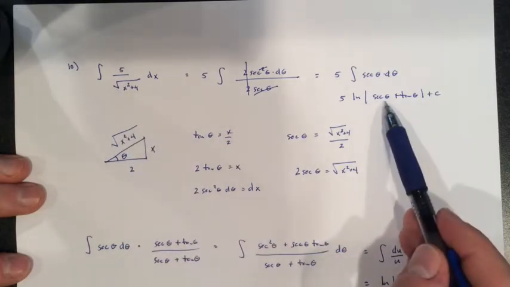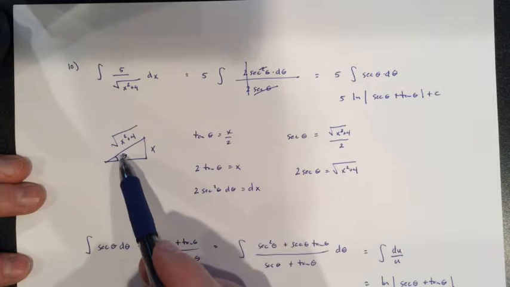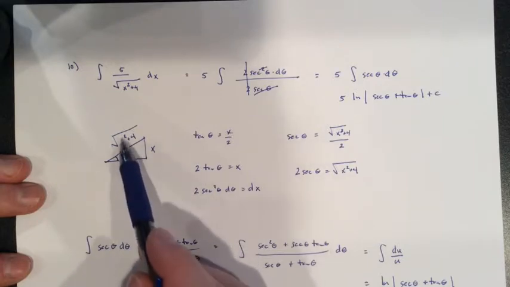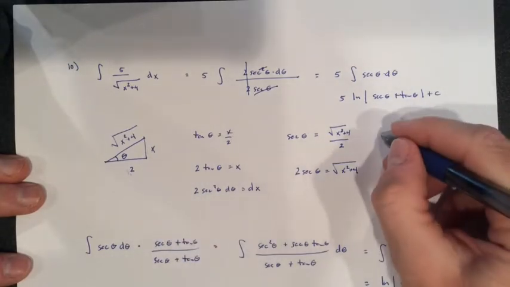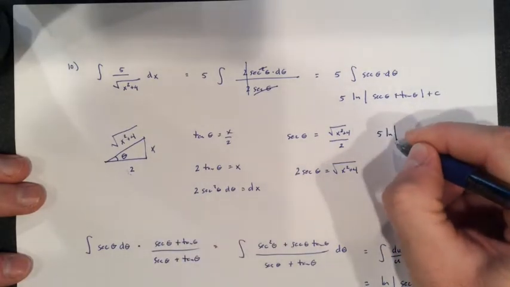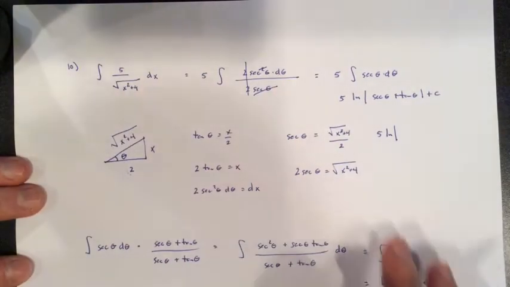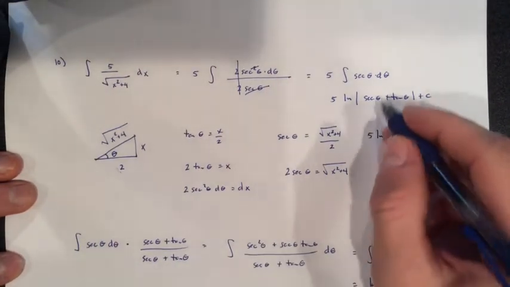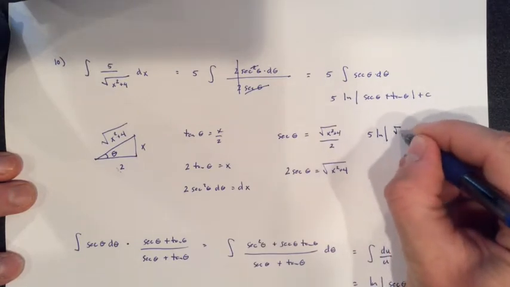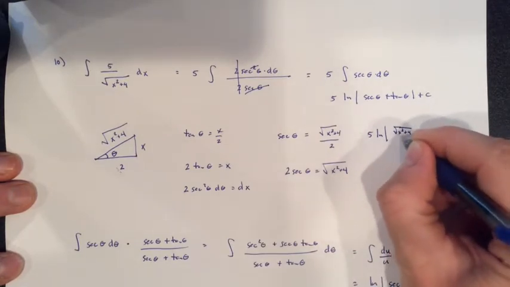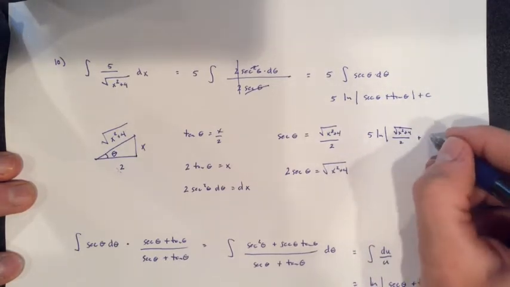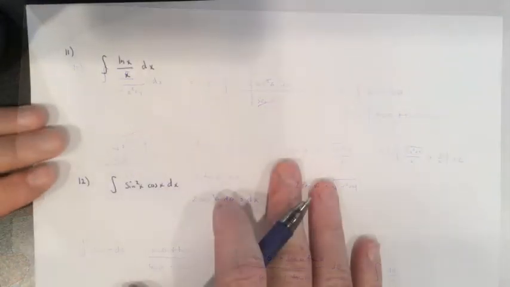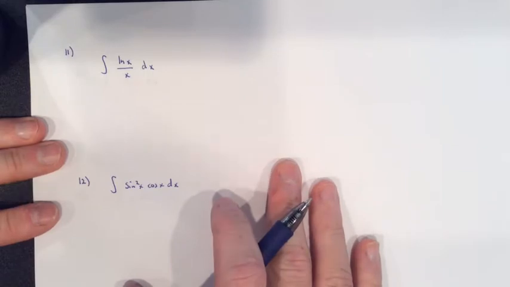But again, if you don't know what secant theta is, go to the triangle. What is secant theta? Secant theta is hypotenuse over adjacent. So this is secant. And then what's tangent? Well, tangent theta is just x over 2. So then I replace that. So I get 5 natural log of, I have to move this just a little bit so you can see, secant theta, which was the square root of x squared plus 4 all over 2 plus tangent theta, which is just x over 2 plus c. And we're done.